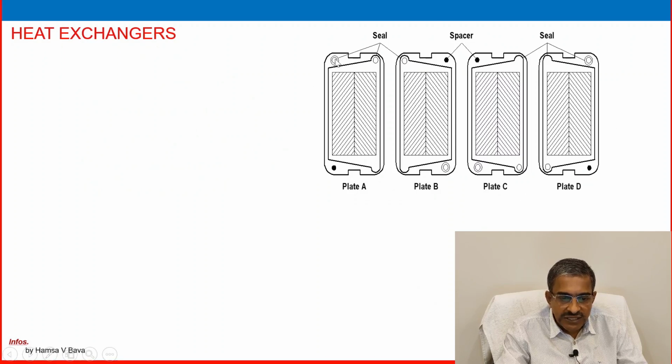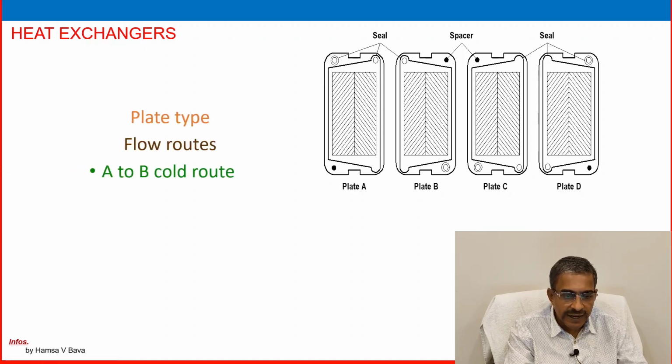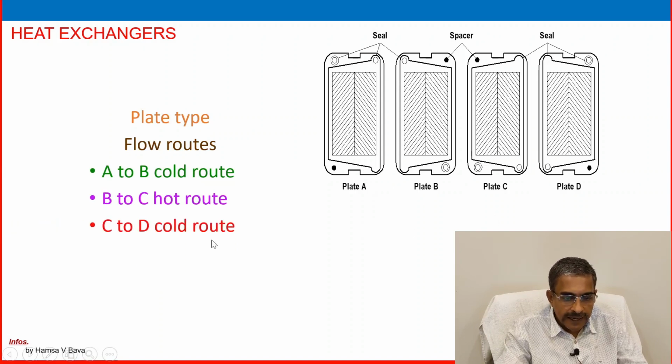In between is the flow pattern, and we can see how it is going through. This is the plate type flow route. A to B is the cold route, B to C is the hot route, and C to D is a cold route. You can see that more clearly in the coming picture. D to E is a hot route, and so on. It will go like that, arranged in a series of plates.